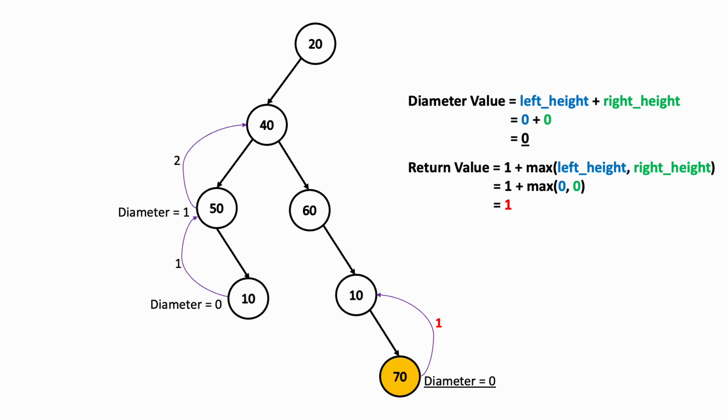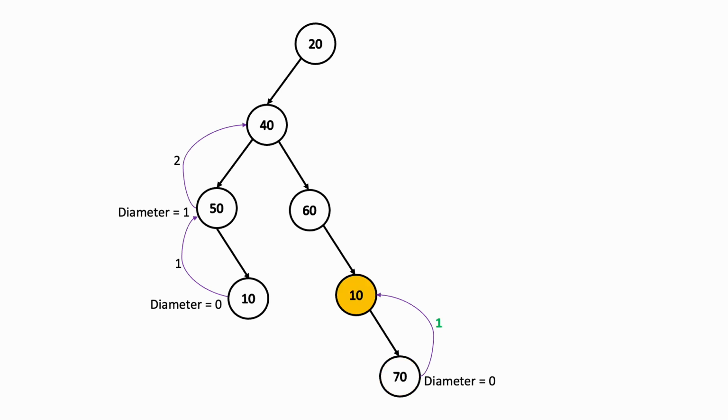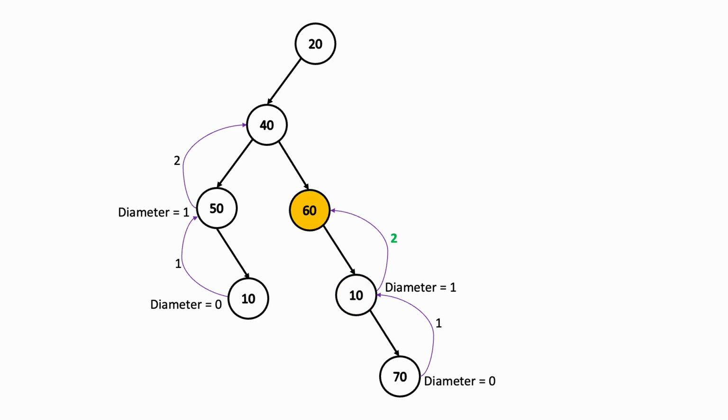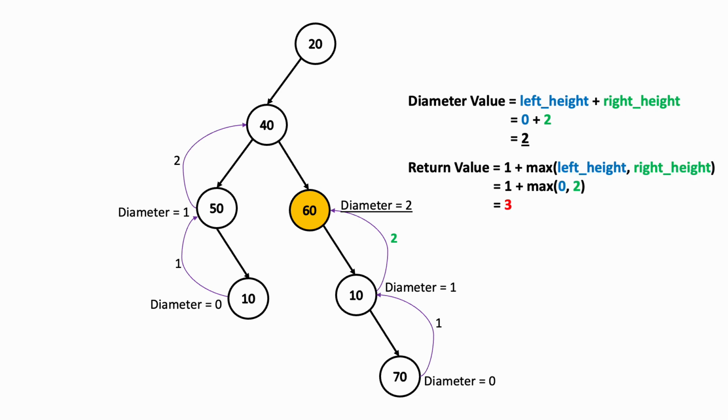We'll go to the parent node 10. The diameter with the current node 10 being root will be the sum of left branch and right branch, which is 1. The value that we return to the parent node will be 2. Next we will go to the parent node 60. The diameter with the current node 60 being root will be 2. The value that we return to the parent node will be 3. Next we will go to parent node 40.